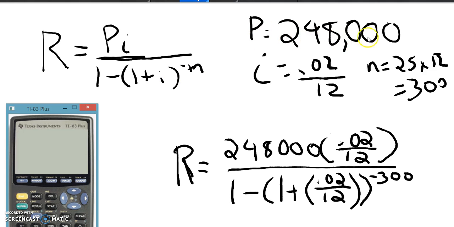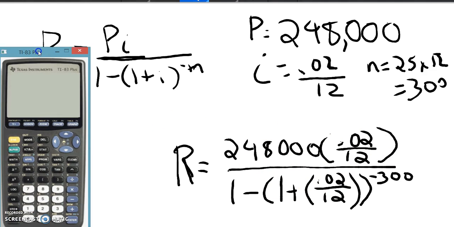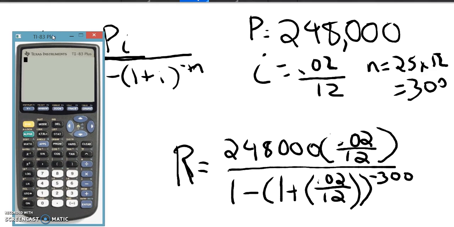So here P is going to be the amount of the loan, $248,000. I is going to be the interest rate converted to a decimal, so 2% or 0.02 divided by 12 because we're doing it monthly. And then N is going to be the total number of payments, which is 25 years times 12 payments a year, or 300 total. So what we're going to do now is plug all these into that, and it gets you this nasty looking equation right there. I'm going to show you how I did it on my calculator to get the same answer that they got in the book, or the example you sent me.